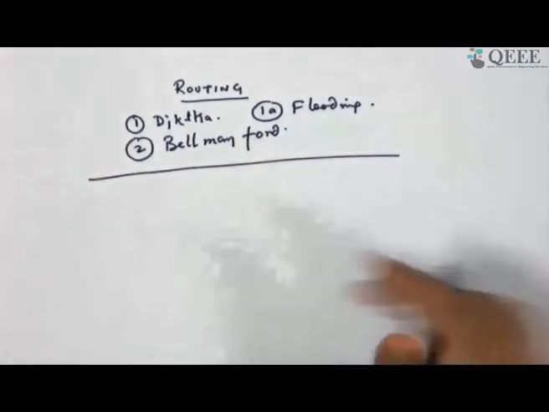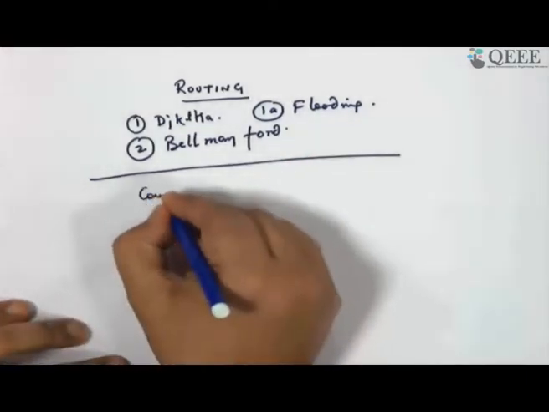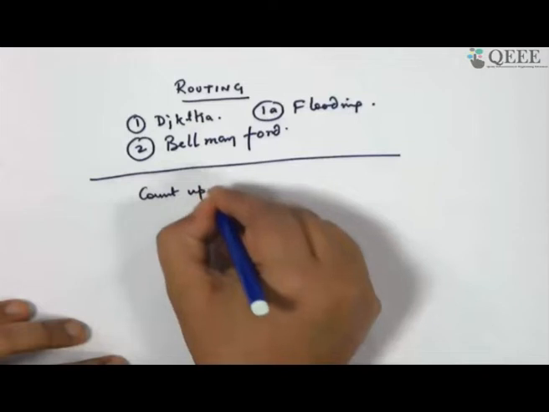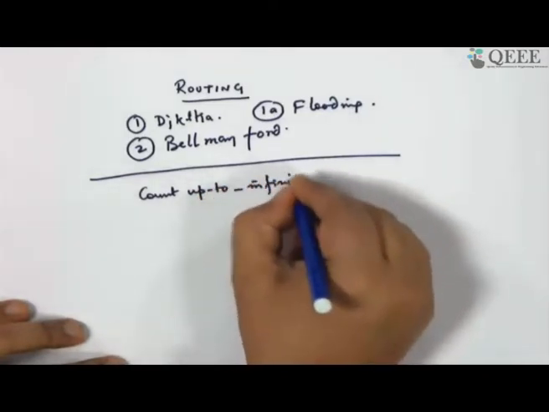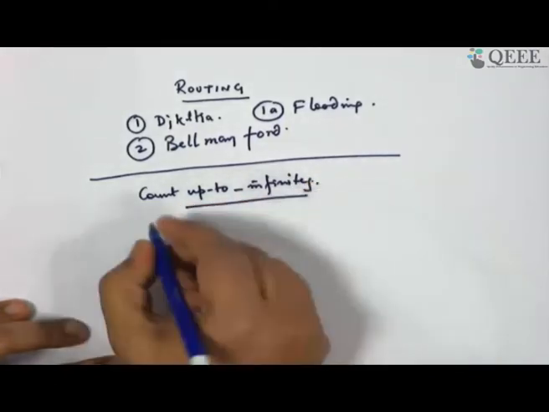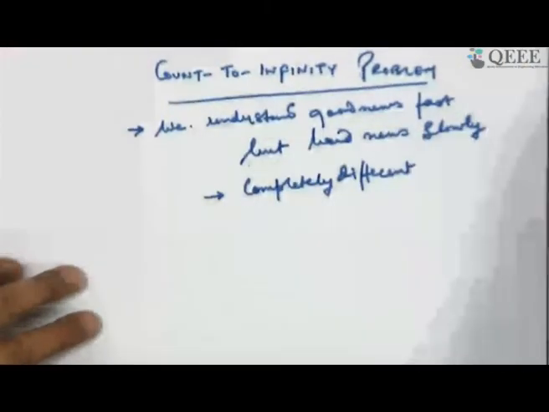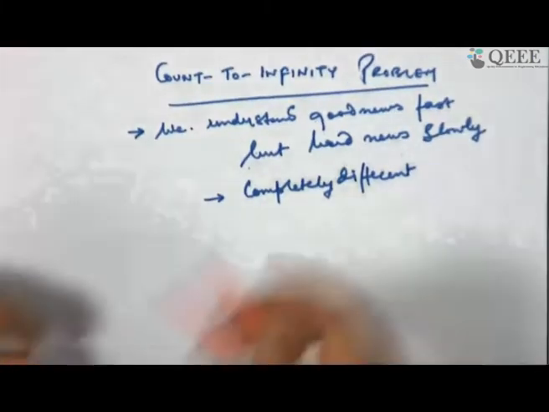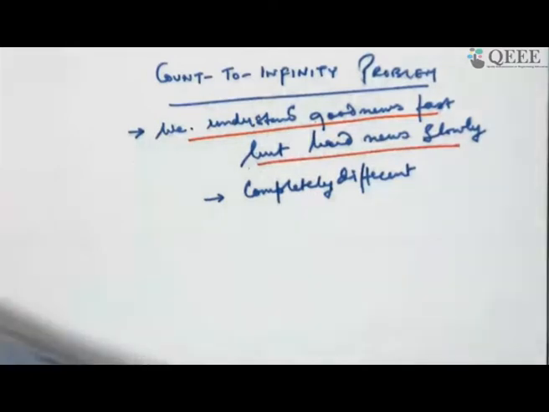Even before going on, I think I rushed through this count up to infinity problem. So, count up to infinity, let us just brush this up. This is important. So, what does count up to infinity mean? I wrote it last class, I think, that we understand good news fast, but bad news slowly.